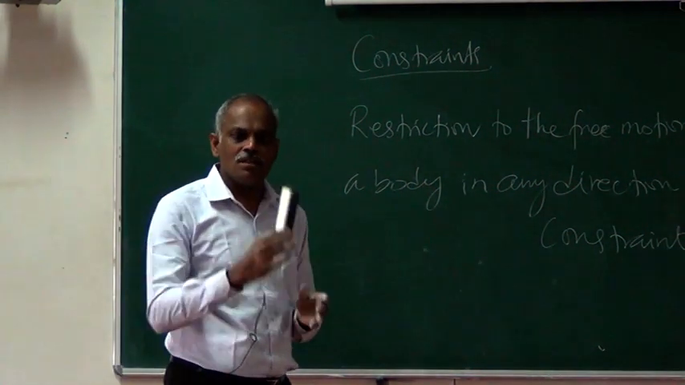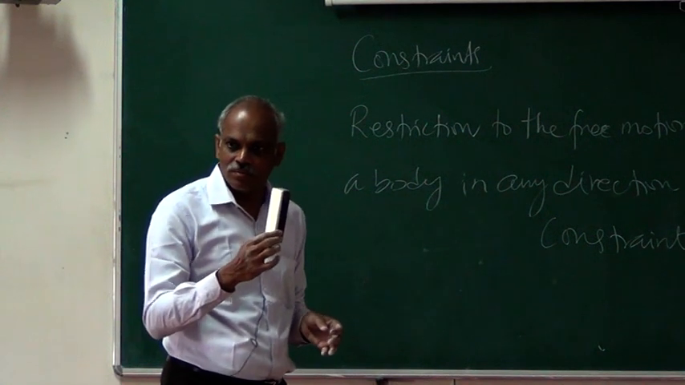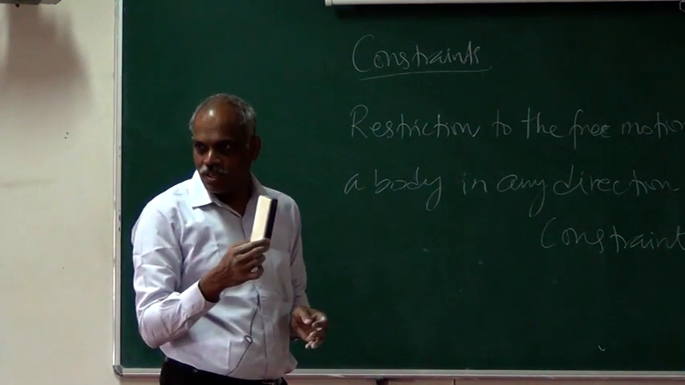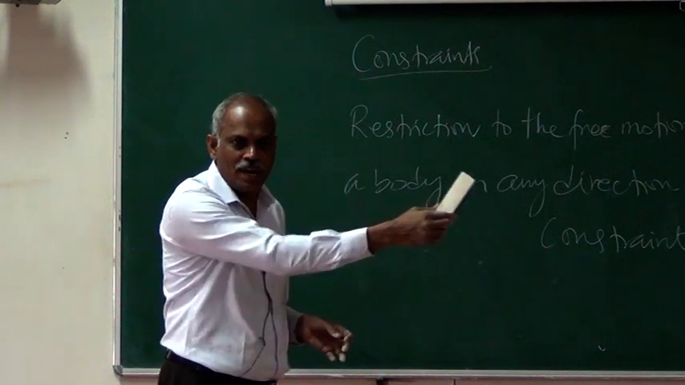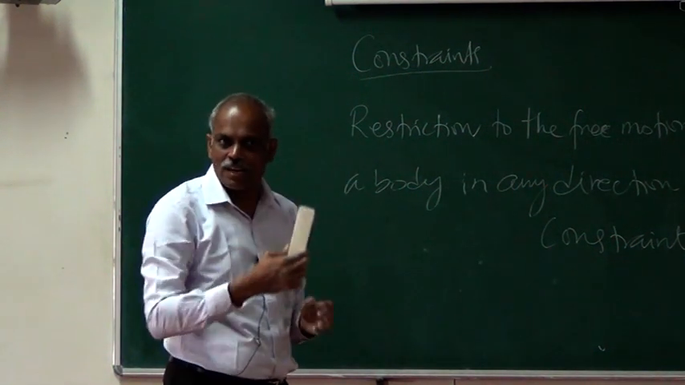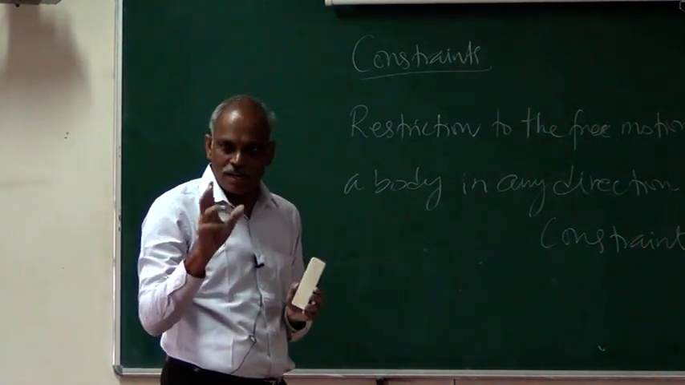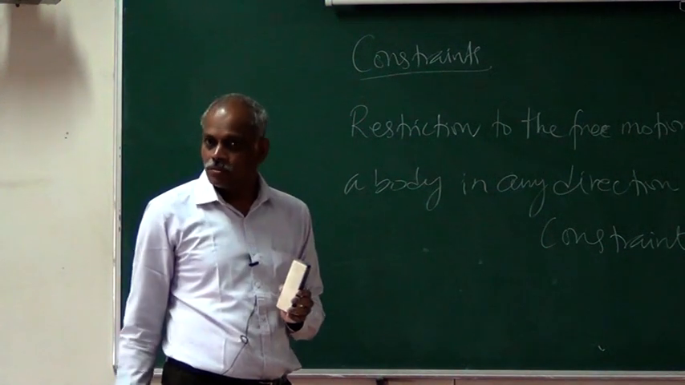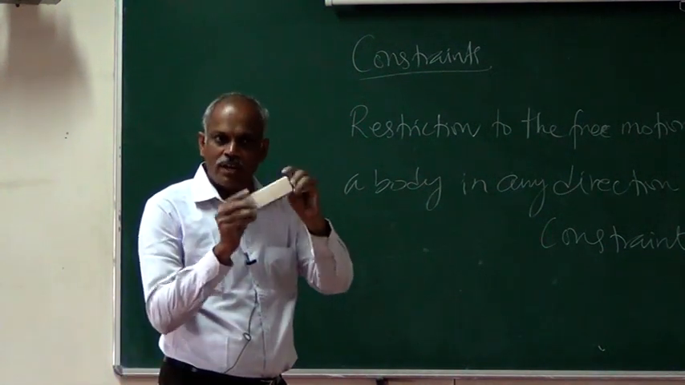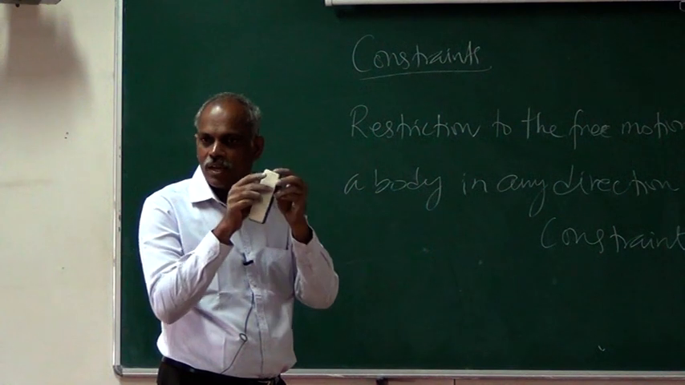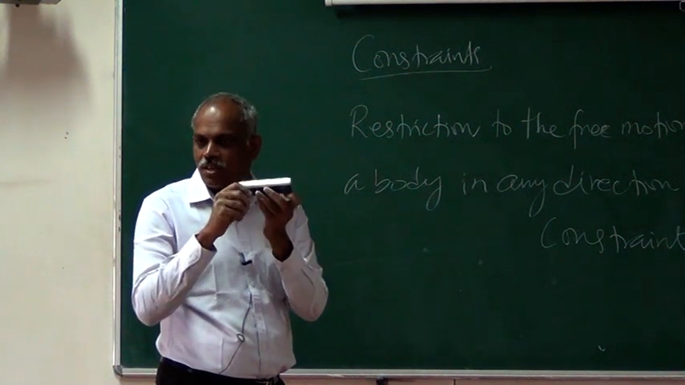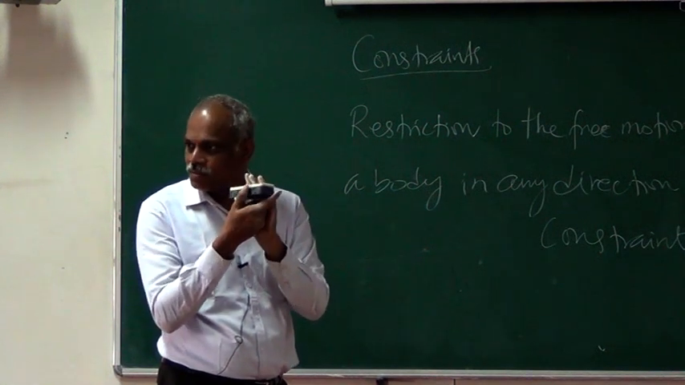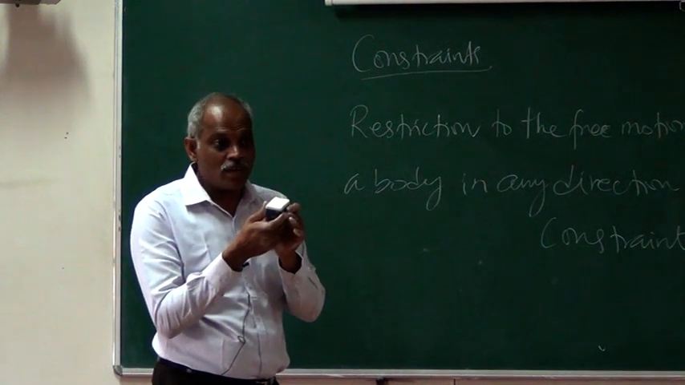Then if that is the case, this body can translate along the x axis, it can translate along the y axis, it can translate along the z axis. So three possible translations. And also it can rotate about the x axis, it can rotate about the y axis, it can rotate about the z axis. That means three possible rotations.